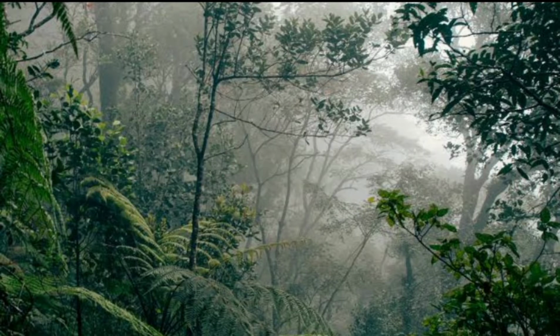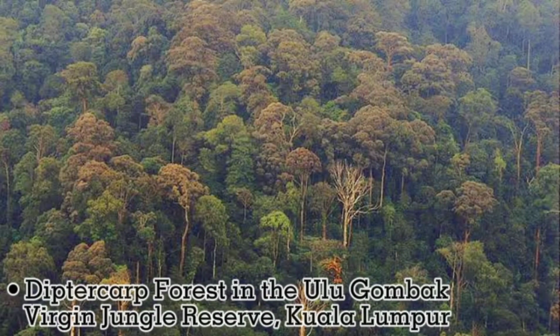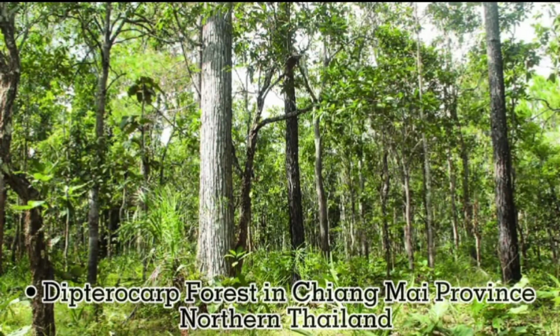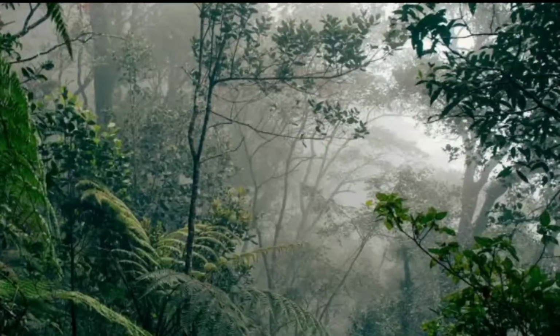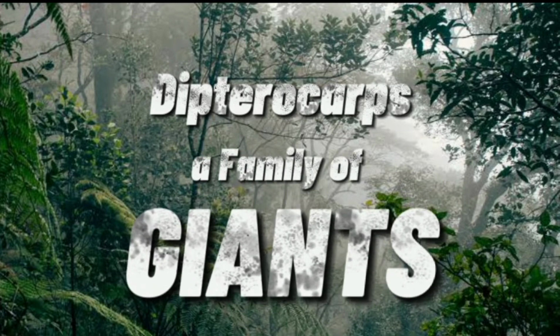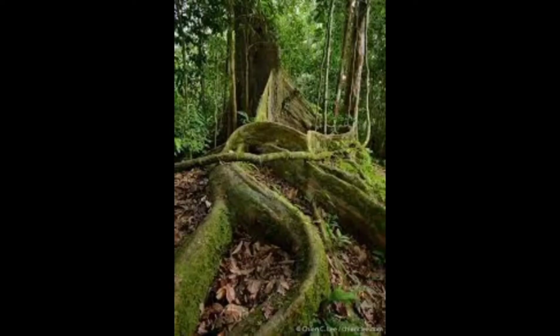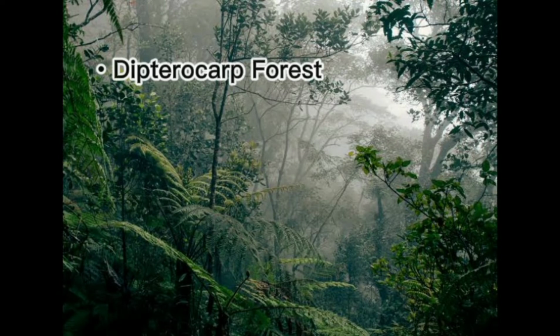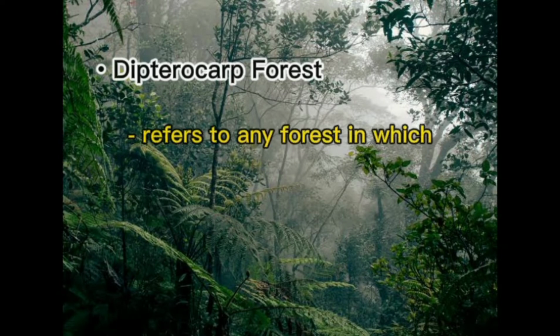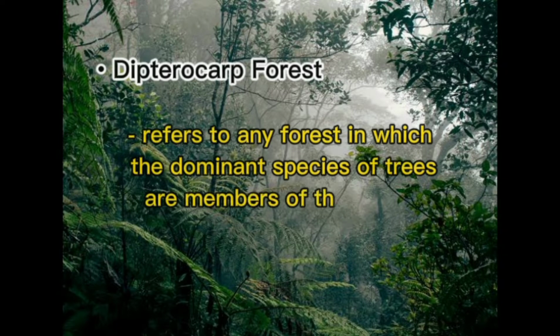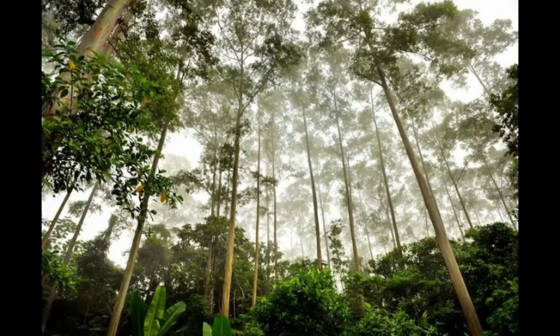Sana all. What you're looking at right now is an example of a Dipterocarp forest. As you may well know, the Dipterocarps are a family of giants. I mean, really, giants. Dipterocarp forest refers to any forest in which the dominant species of trees are members of the family Dipterocarpaceae. Dipterocarp trees are so hard to miss.